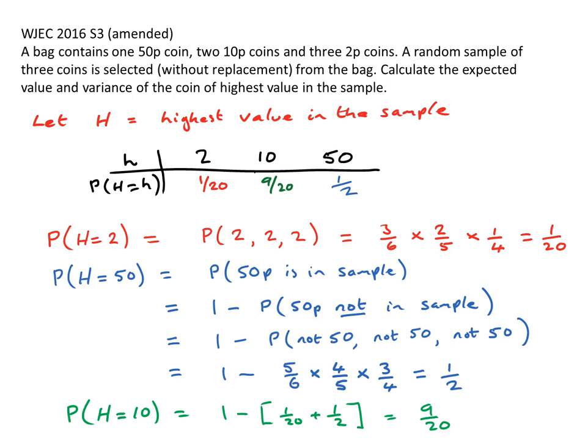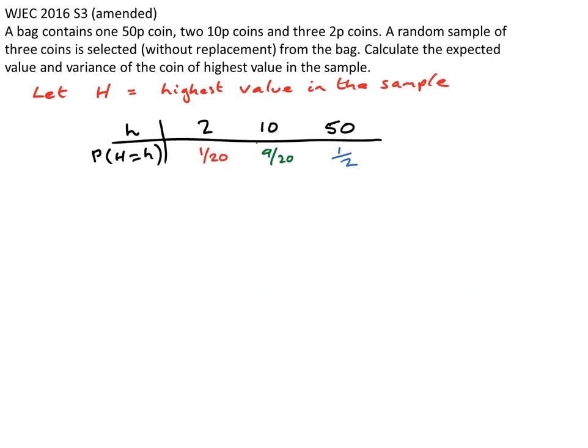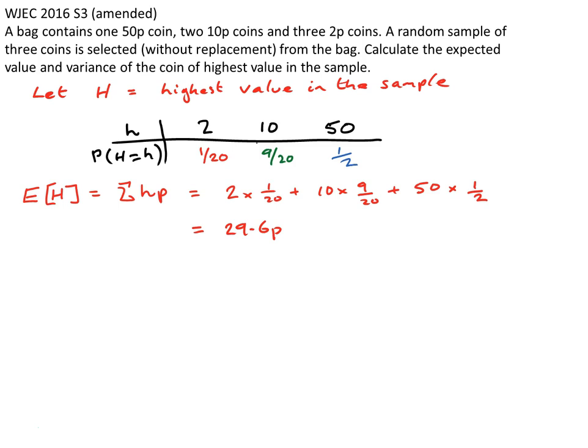So we've now got the probability distribution for h. We want to work out the expected value of h. That's simply the sum of all of the h values times the corresponding probabilities. So that's 2 times a 20th, add 10 times 9/20, add 50 times a half, which gives us 29.6 pence as the expected value of the highest value coin.